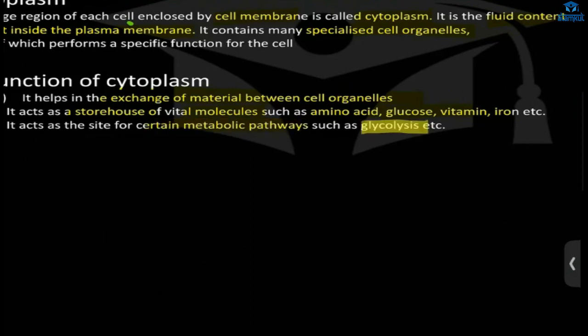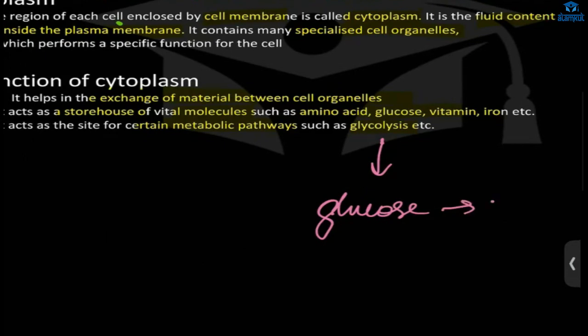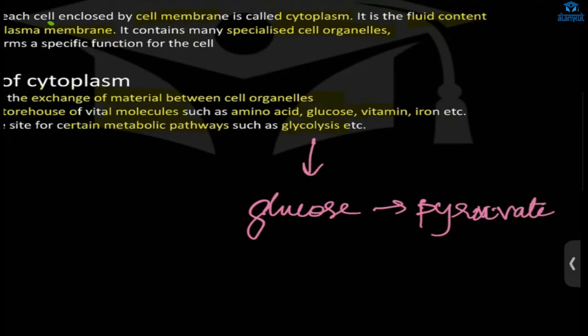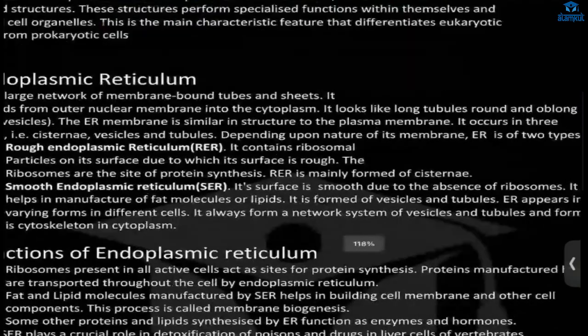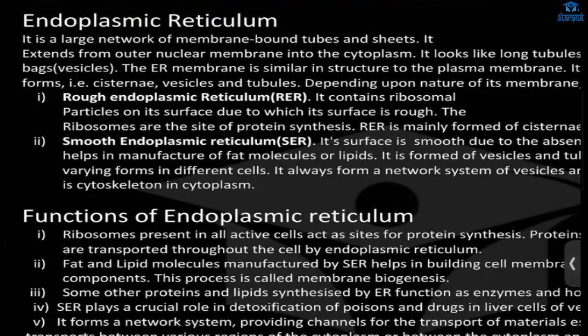And it acts as the site for certain metabolic pathways, like glycolysis. What happens in glycolysis? Glucose breaks down into pyruvate. That process is called glycolysis, and it happens in the cytoplasm. First cell organelle is the endoplasmic reticulum.